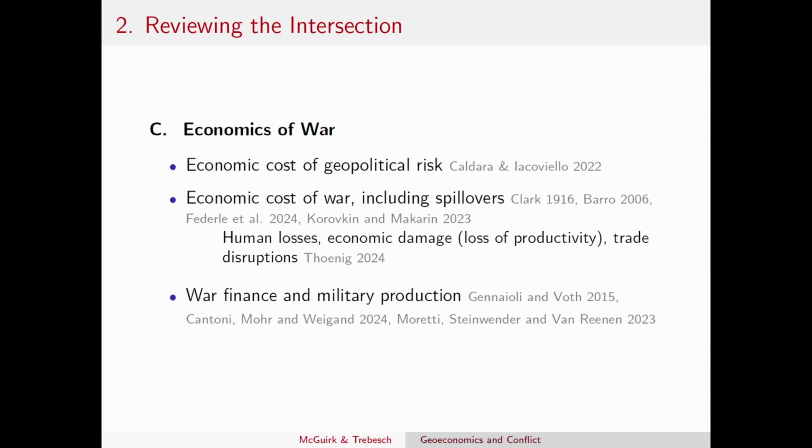Okay, and then the sort of third traditional area is on the economics of war. So, broadly speaking, we're interested in the economic costs of war, the economic cost of the threat of war, the costs themselves, including spillovers, human losses, economic damage, trade disruptions, and so on. There's also really interesting literature on war finance and military production, including some positive spillovers, right, when it comes to R&D from World War II.